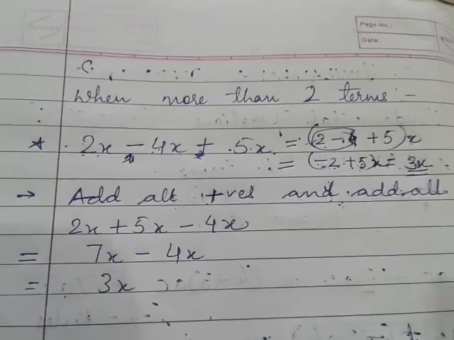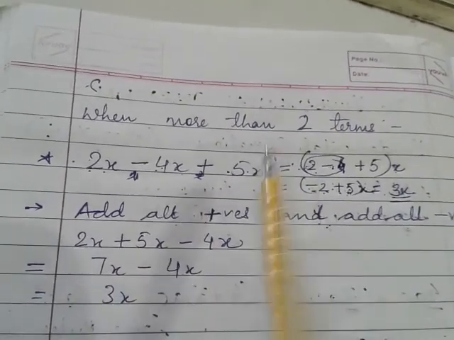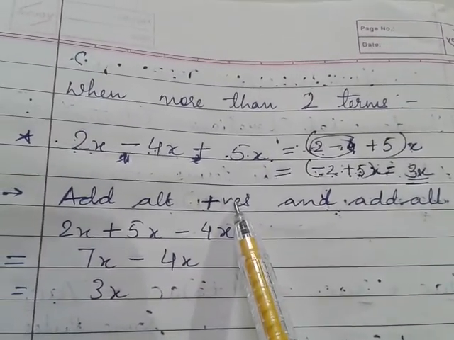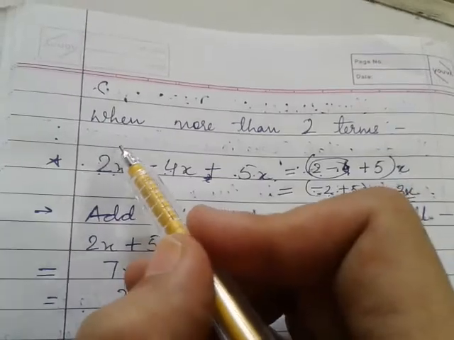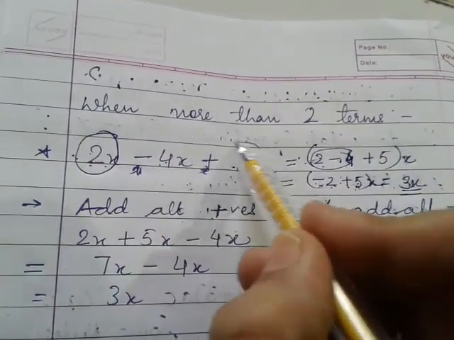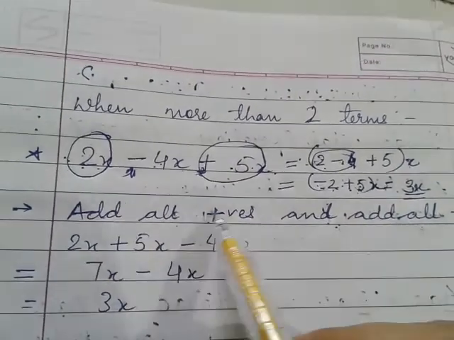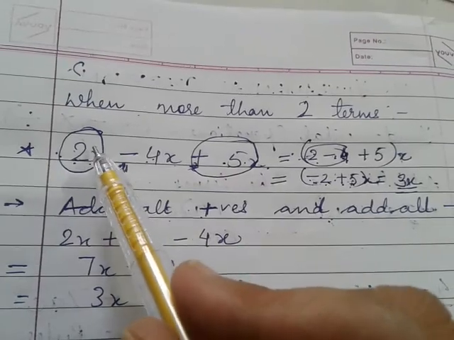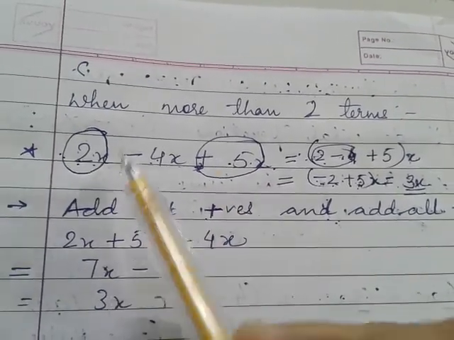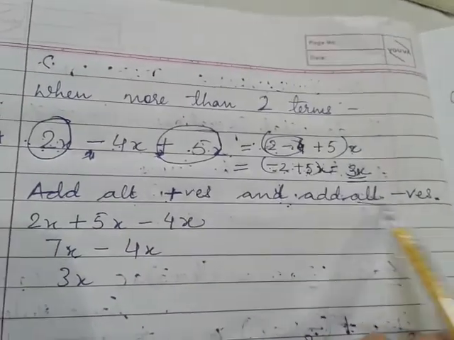The other method is, if you get this type of like terms and you have to add or subtract them, what you should do is add all the positives. Which is positive here? 2x, no sign means 2x is positive, and 5x is also positive. So I have first added all the positive numbers: 5 plus 2, 7x.